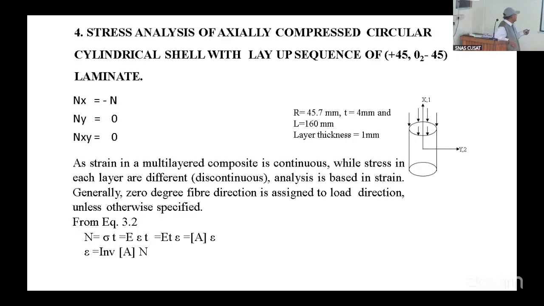That is continuous. While the stress in each layer are different. Stress in each layer is different because modulus are different, or discontinuous. Analysis based on strain. Generally, 0-degree is assigned.